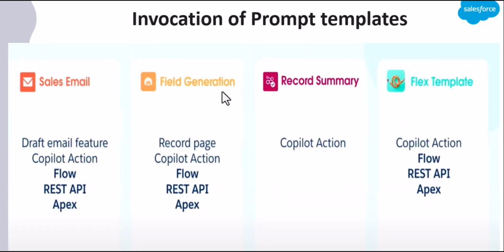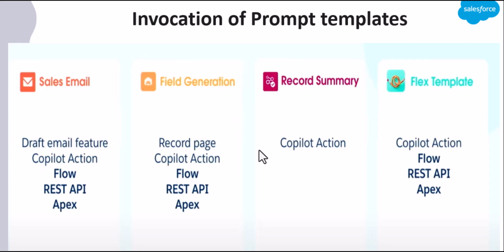Now let's understand the invocation of prompt templates. That means from where we can invoke or call these prompt templates in Salesforce Agentforce. So first, how can we invoke the sales email prompt template? Here we can invoke it from the draft email feature from the Agentforce action. So whenever we enable the prompt templates, we will get the option to draft the email feature on the AI action, and from there we can invoke this sales email prompt template.